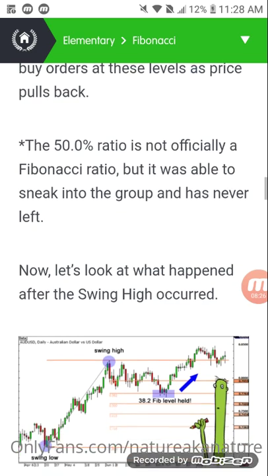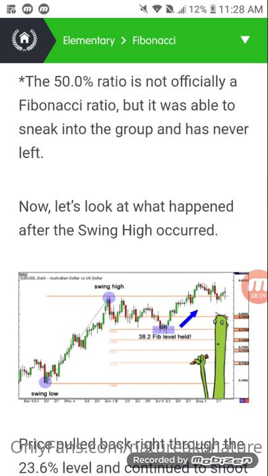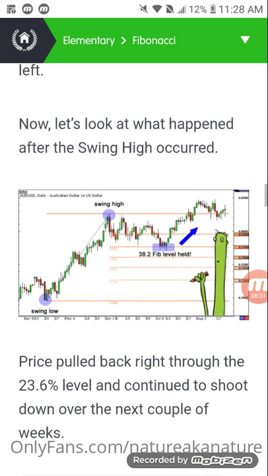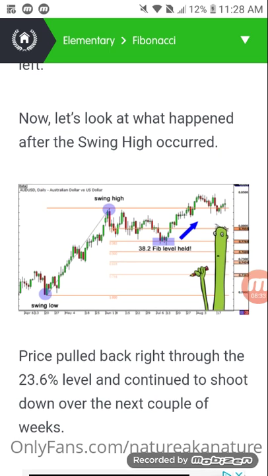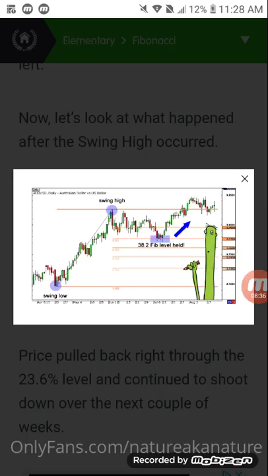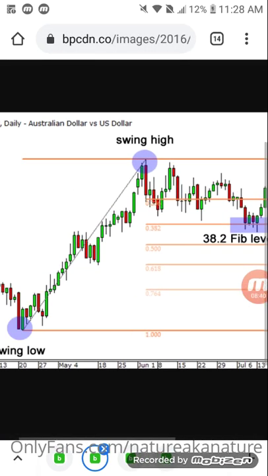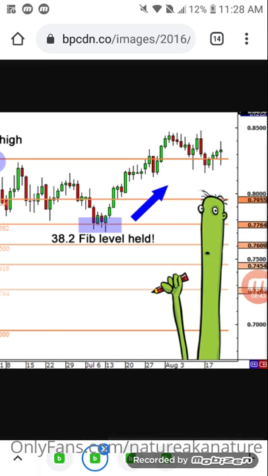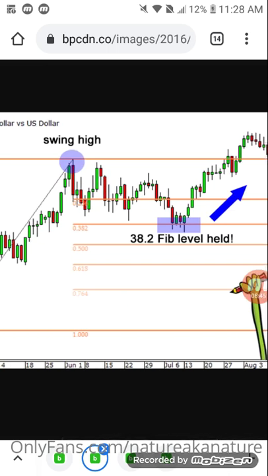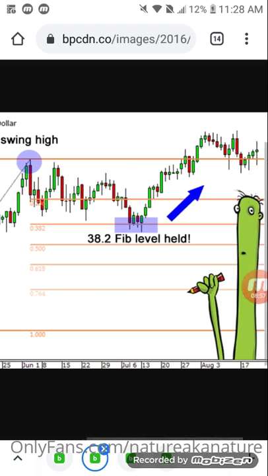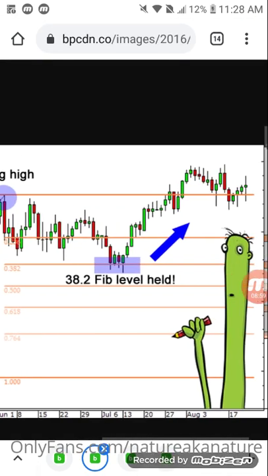So now let's look at what happens after the swing high occurs. Price pulls back right through the 23.6 level and continues to shoot down over the next couple of weeks, as you can see in this picture. Price will retrace back to a retracement level. It will either go to the 23.6, 38.2, 50, or 61.8 before pulling back up and going back in the overall trend.